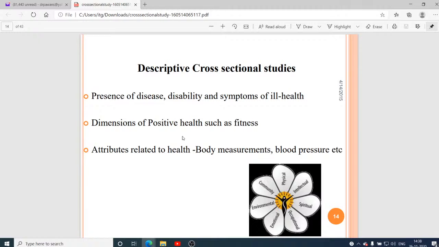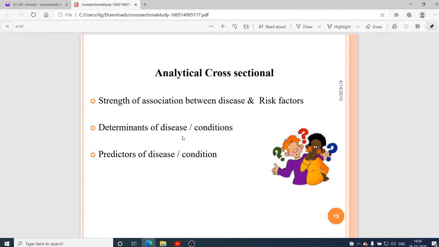Now, descriptive cross-sectional studies describe the presence of disease, disability, and symptoms of ill health, dimensions of positive health such as fitness, and attributes related to health, such as body measures and blood pressures. Analytical cross-sectional study explores the strength of association between disease and risk factors. So in an analytical cross-sectional study, we explore the strength of association between disease and risk factor, determinants of the disease or condition, and predictors of disease or condition.